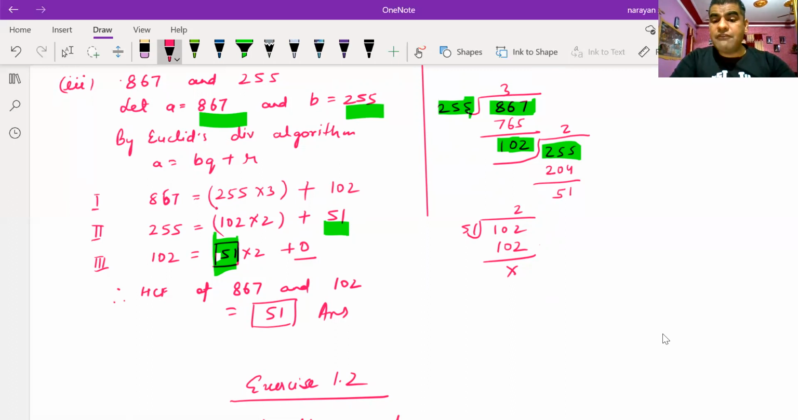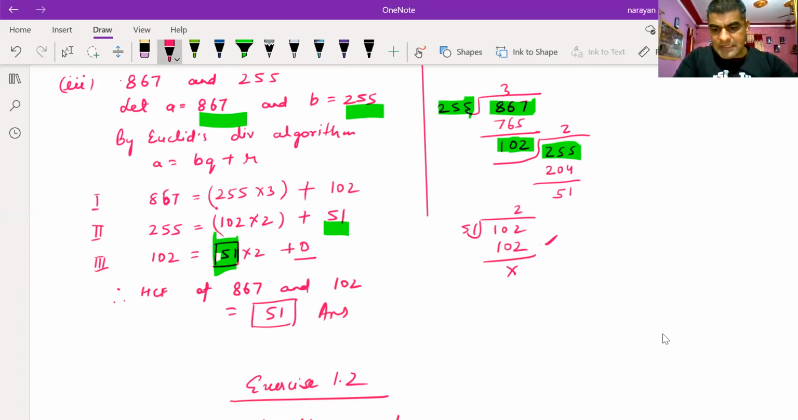So in the second step, we'll take the remainder as the divisor, and our divisor of the first step becomes the dividend. So once we divide 255 by 102, we'll get 102 into 2 gives you 204. We'll get 51 as the remainder. So now 51 becomes the divisor and 102 becomes the dividend. So 51 goes how many times, children? 2 times. You can see the rough work which I have done over here for you.